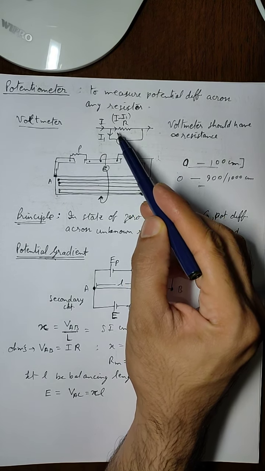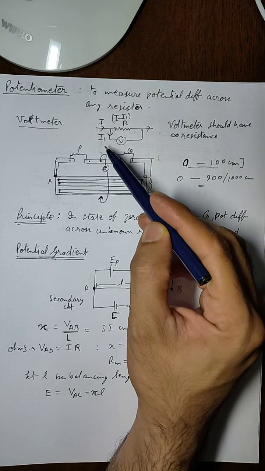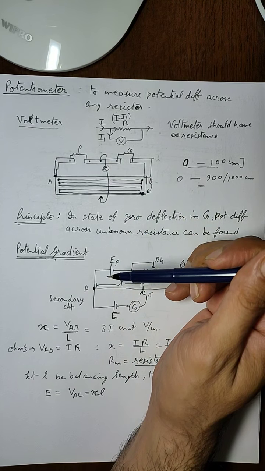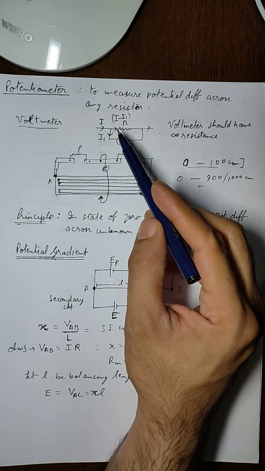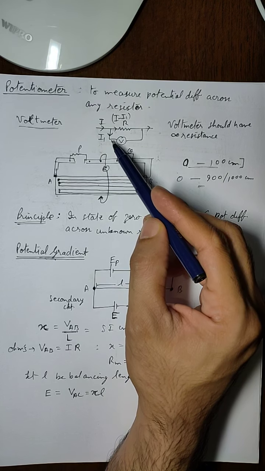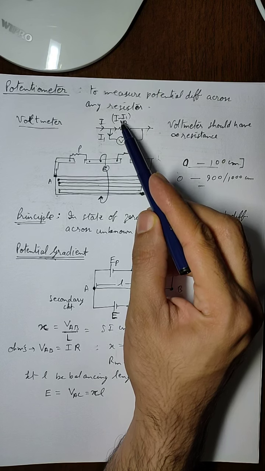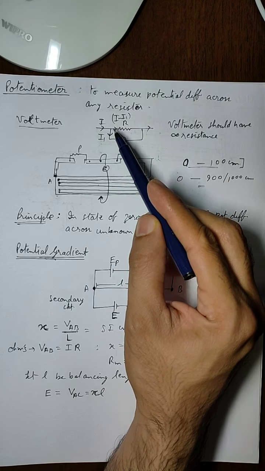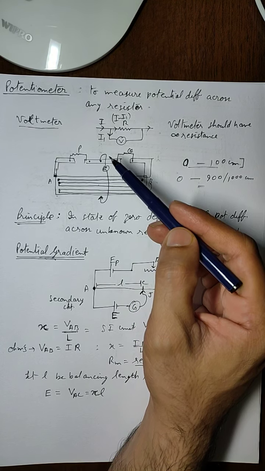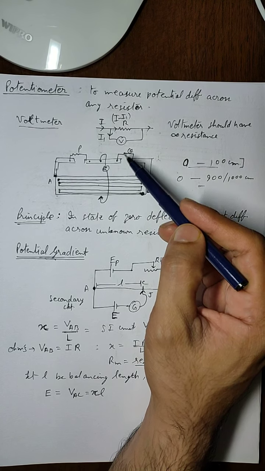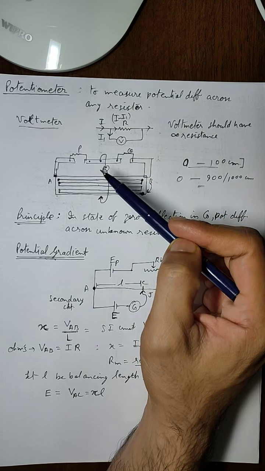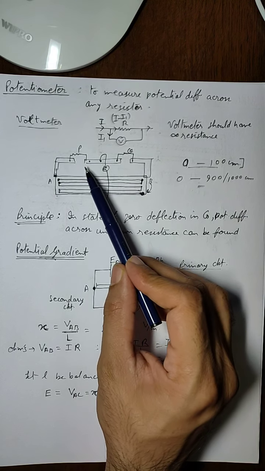This disadvantage of consuming current from the circuit is removed in potentiometer. In potentiometer, the device does not draw any current from the branch of resistance. From this resistor branch, the potentiometer does not consume any current, so it gives very accurate value of potential difference across R. Now this is the basic design of a potentiometer.